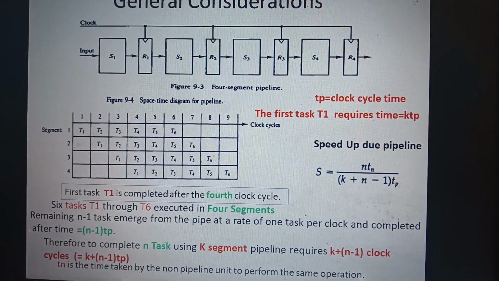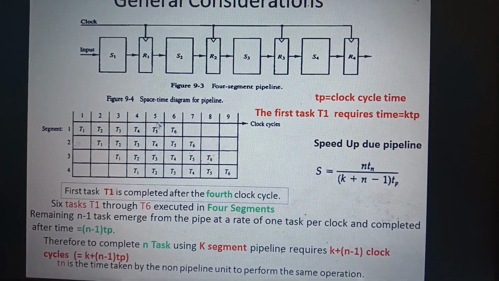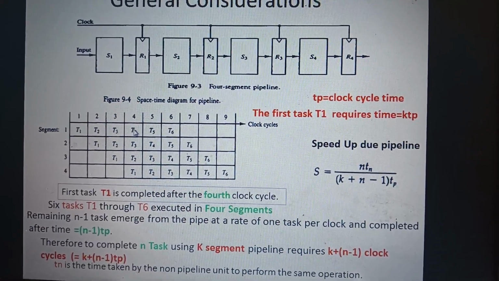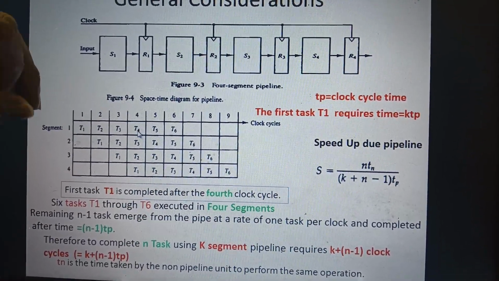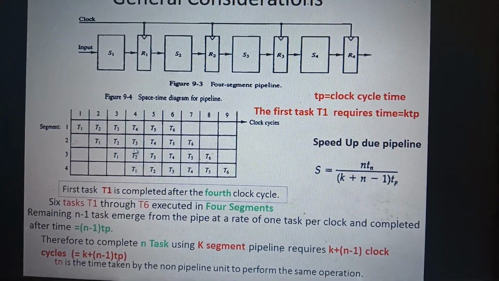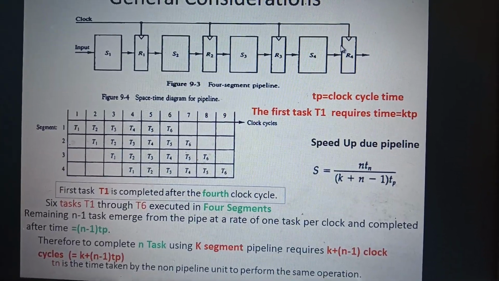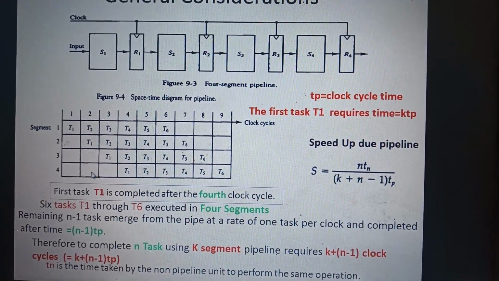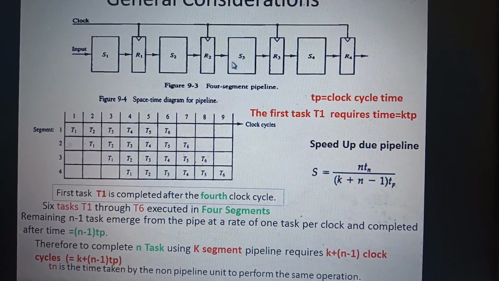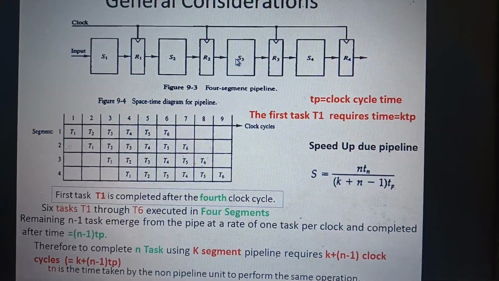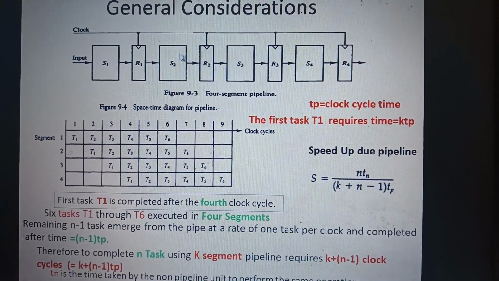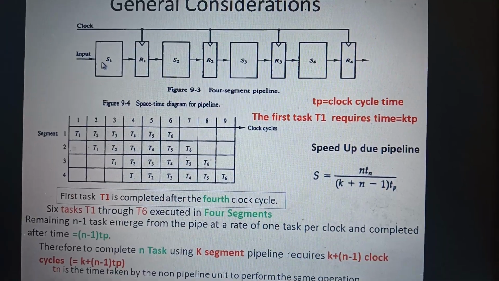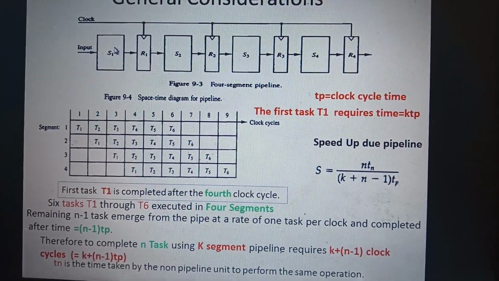So we'll see here. In the fourth clock period, the last sub operation of task 1 will be performed here. The third sub operation of task 2 will be here. The second sub operation of task 3 and the first sub operation of task 4 will be generated.